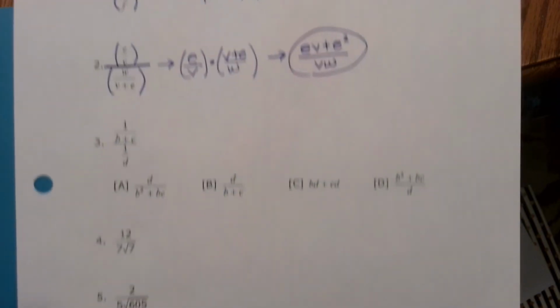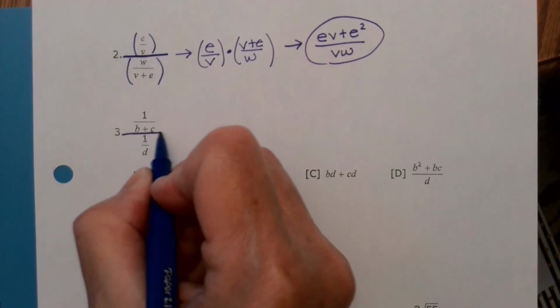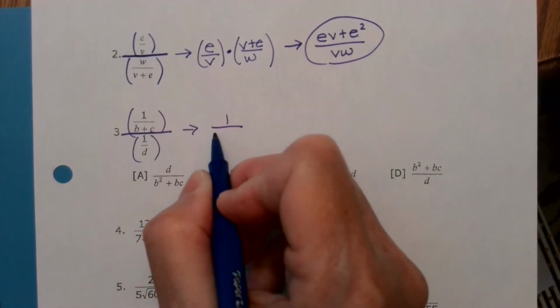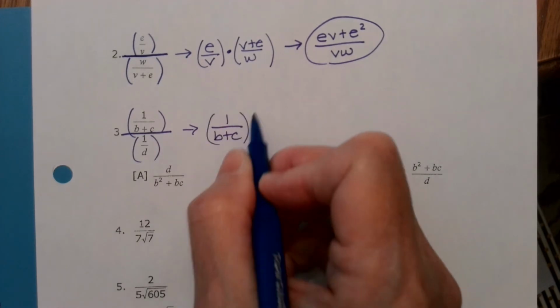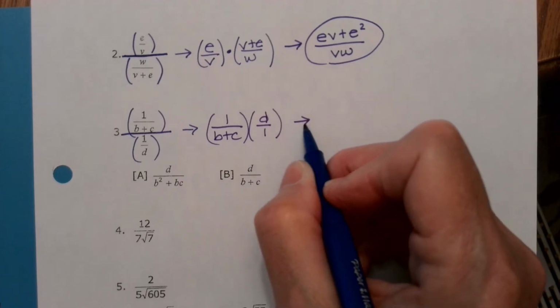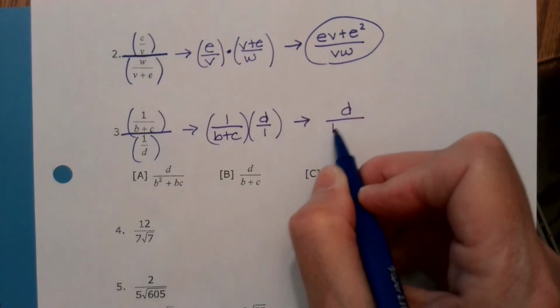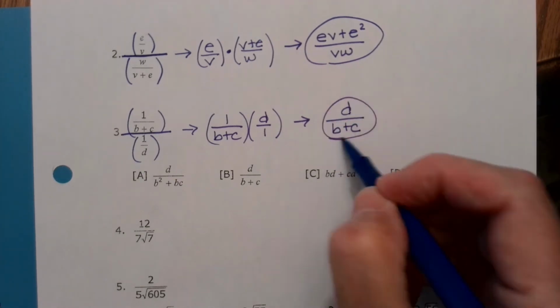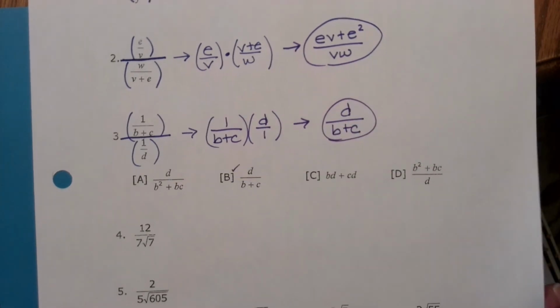Okay, so on this one, again, this is the big line. So I get 1 over b plus c, and that's going to be times the reciprocal of the denominator. So that's just simply d over b plus c, right? Which happens to be this one here.